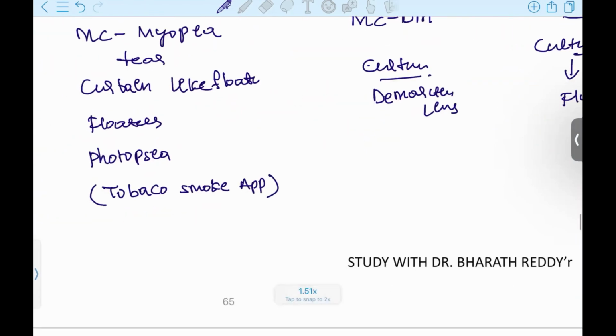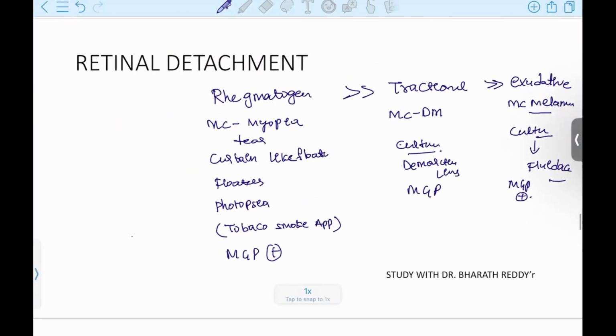Next, Marcus Gunn pupil. So Marcus Gunn pupil is a feature of all three types of detachment. Okay, this is also having the Marcus Gunn pupil. So these are the three different types of retinal detachment.